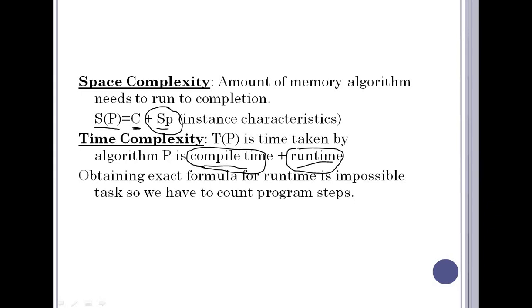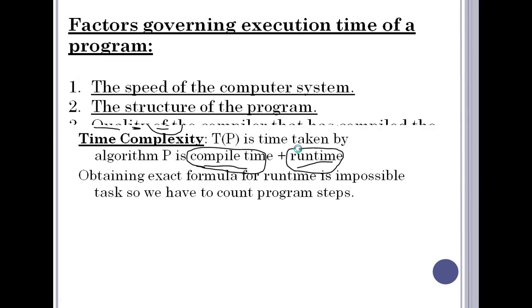But getting an exact formula for the runtime is an impossible task, because it again depends on the architecture. So we will always count the number of instructions or the number of steps required to complete the task, so that we can obtain the total count for the operations, and this total count for the operations is the total count for the program steps.